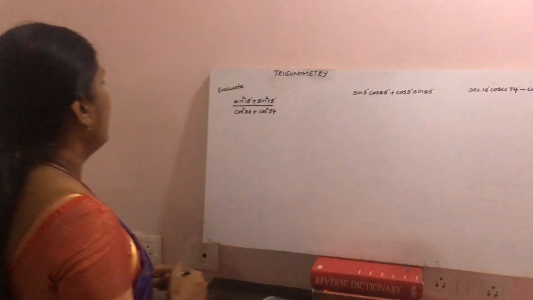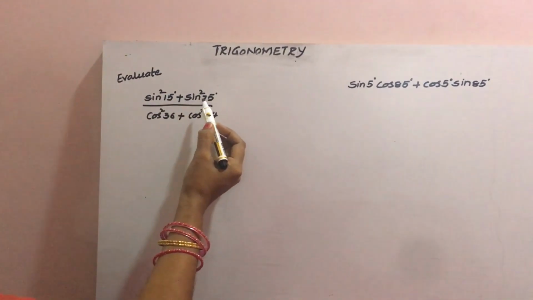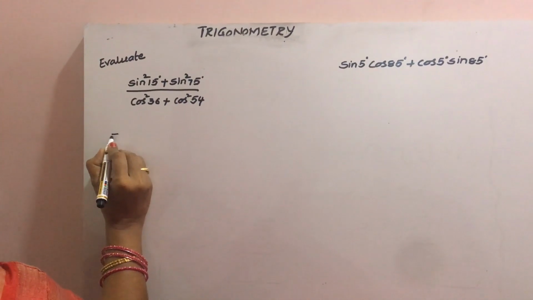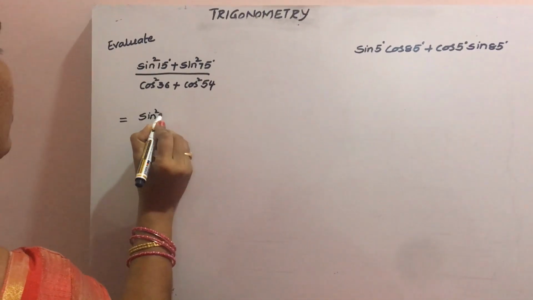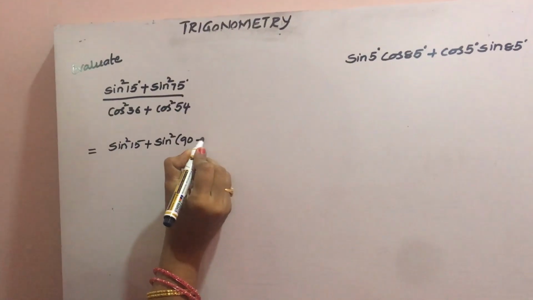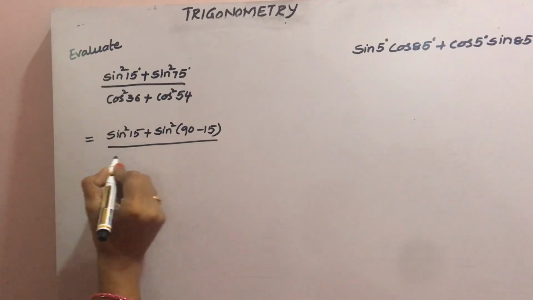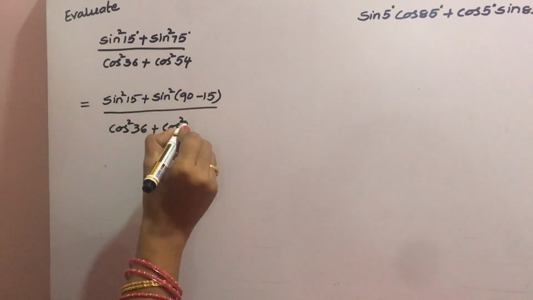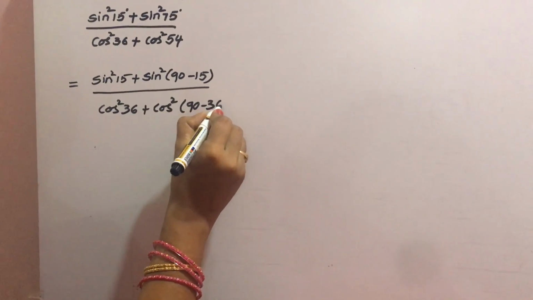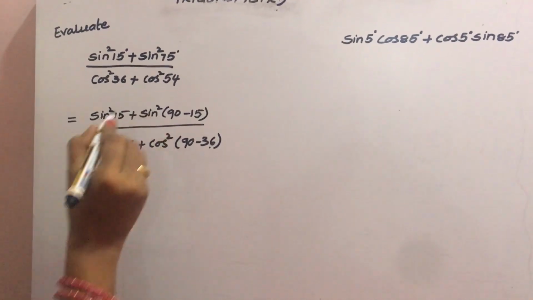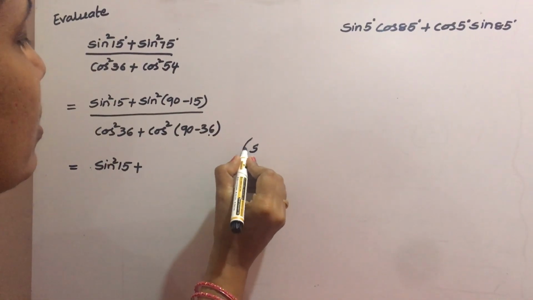Now we will solve some more problems using trigonometrical identities. See here, evaluate (sin square 15 degrees plus sin square 75 degrees) by (cos square 36 plus cos square 54), which is equal to, we can write sin square 15 plus sin square 75 can be written as sin square (90 minus 15) by cos square 36 plus cos square 54 can be written as cos square (90 minus 36), which is equal to sin square 15 plus, here sin (90 minus theta), already we learnt complementary angles.